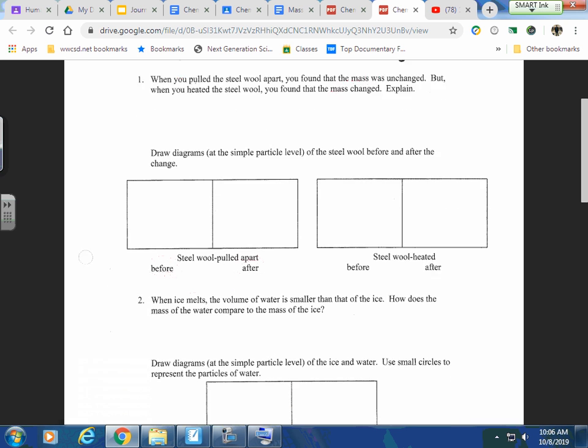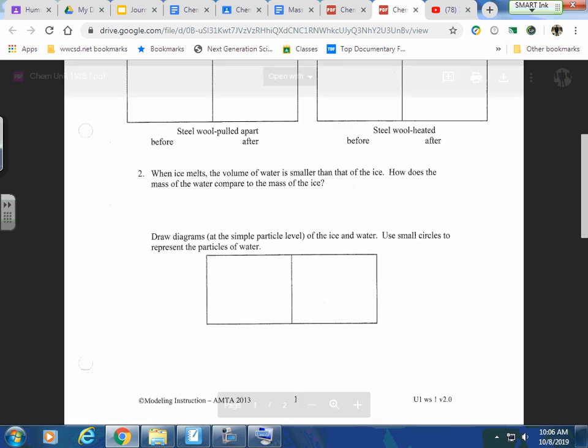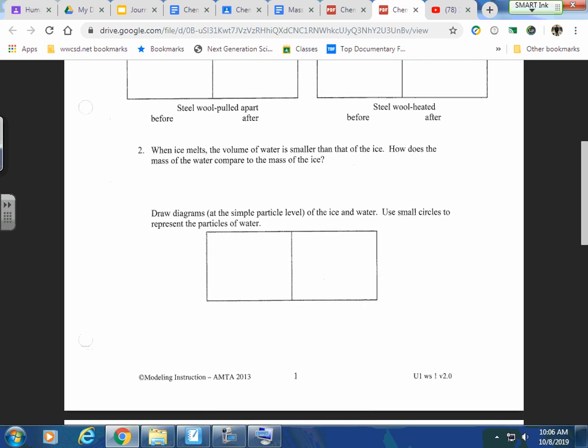All right, when ice melts, the volume of water is smaller than that of ice. How does the mass of the water compare to the mass of the ice? That should have stayed the same. Okay, should still be the same number of particles in there. Shouldn't change. Use small circles to represent the particles of water or dots. Draw diagrams, ice and water. So ice, did this a bunch of times. It should be in your notes too.